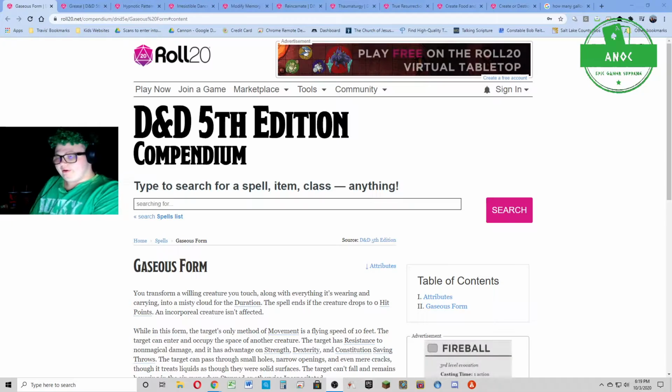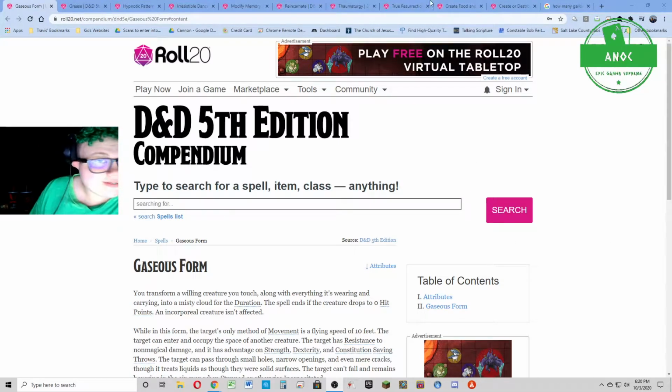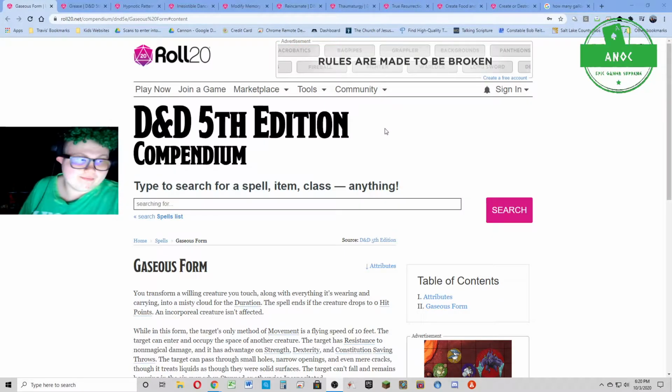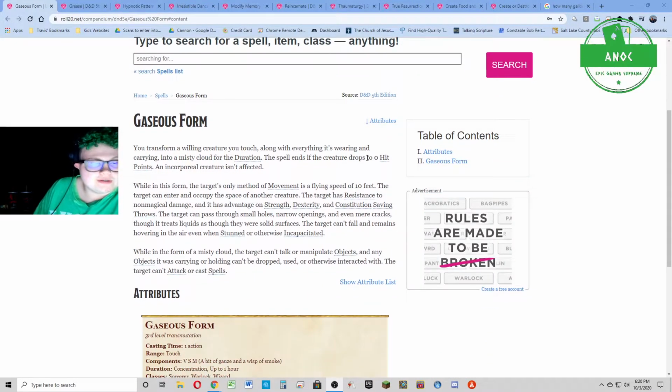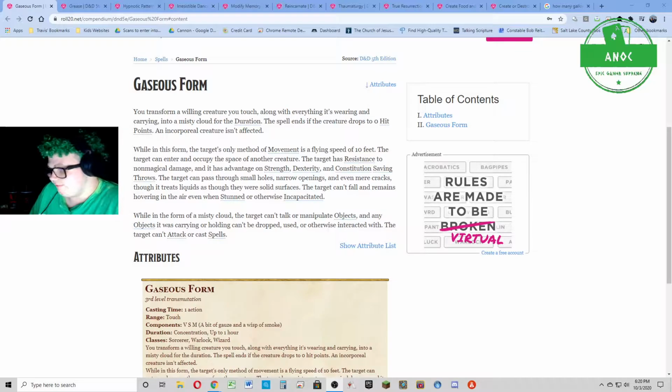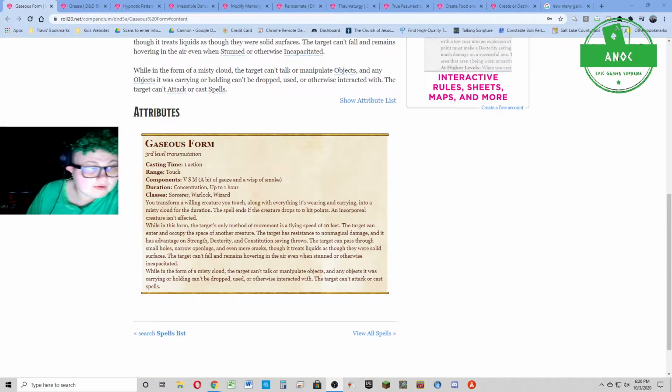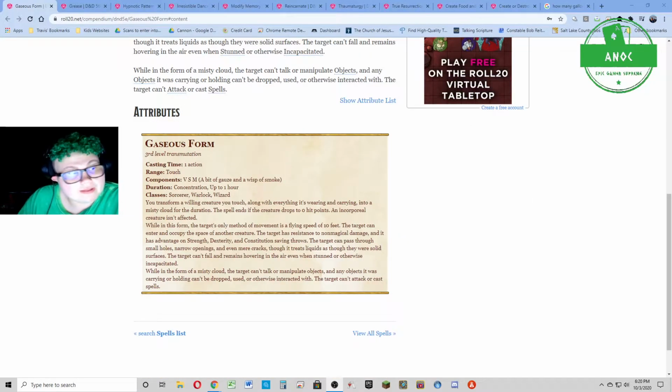Alrighty, so let's start in order, shall we? I guess technically these aren't in full order, but first we have gaseous form. Now, gaseous form is a 3rd level transmutation spell.